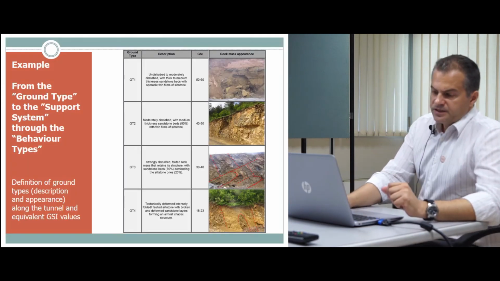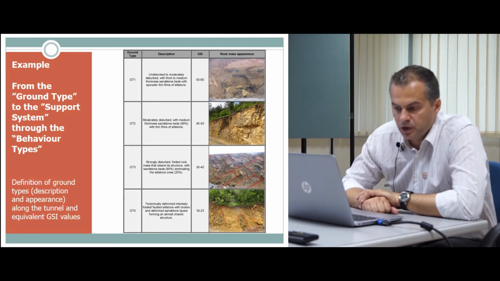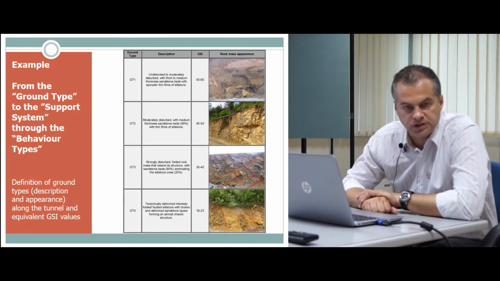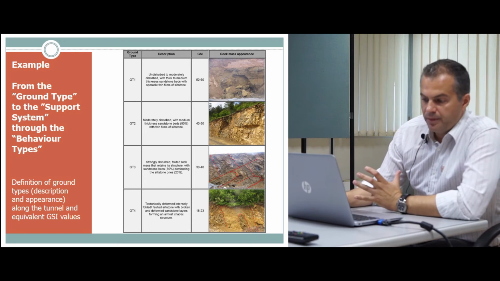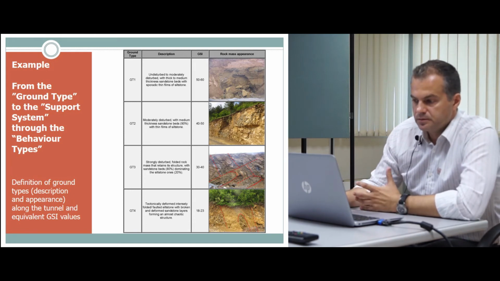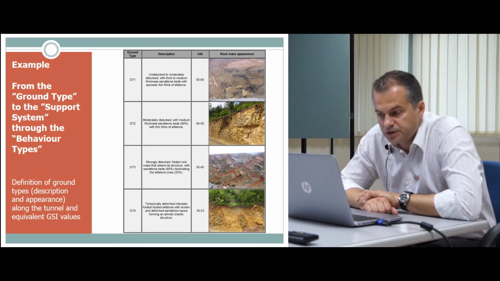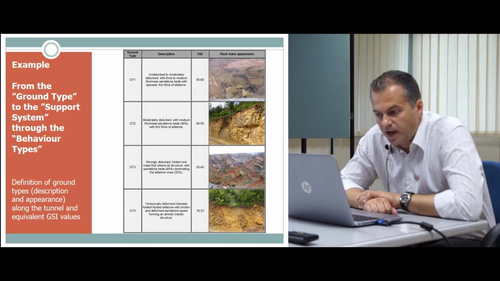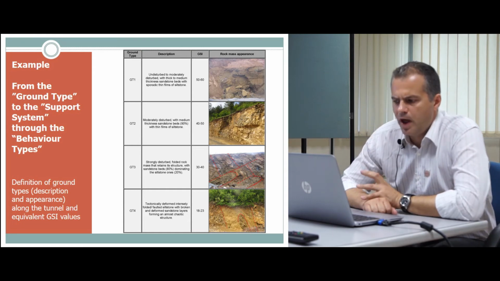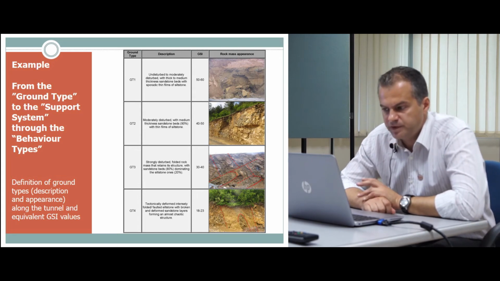Let's see an example of four ground types, an example of how this methodology works from the ground type to the support system based on these behavior types. So the first step is to define the ground types. Here in this example, we have undisturbed to moderately disturbed thick to medium thickness sandstone beds with sporadic thin films of siltstone. So we have not a very disturbed rock mass, high GSIs, 50 to 60s.